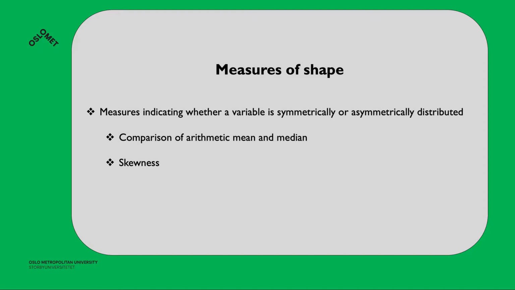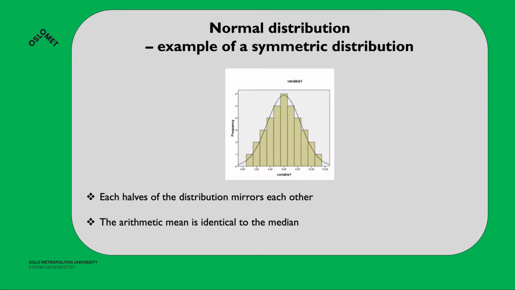The arithmetic mean is the gravity of the distribution, whereas the median is the value of the unit in the middle of an ordered distribution. And we look at the skewness, whether it's positively or negatively skewed. So let's first look at symmetrical distribution. How does that look?